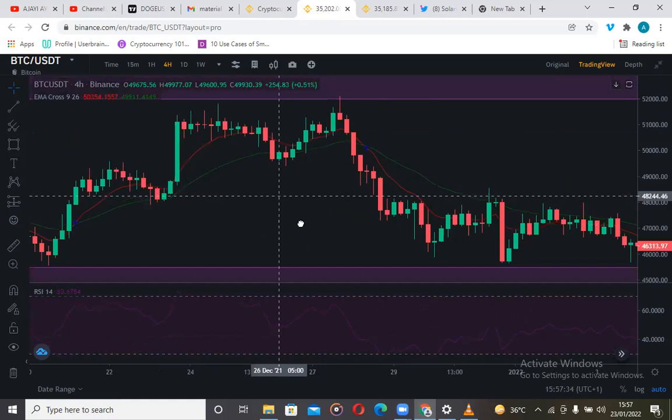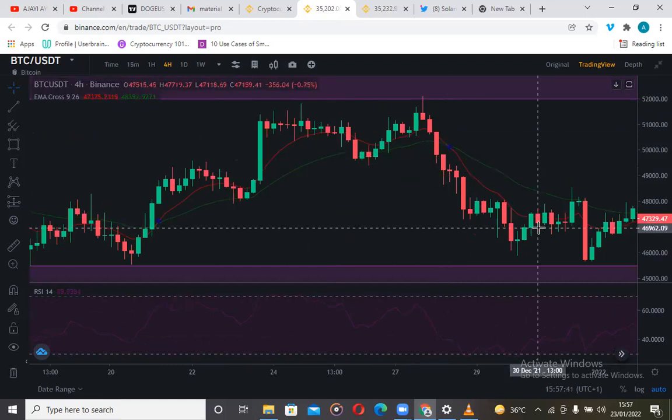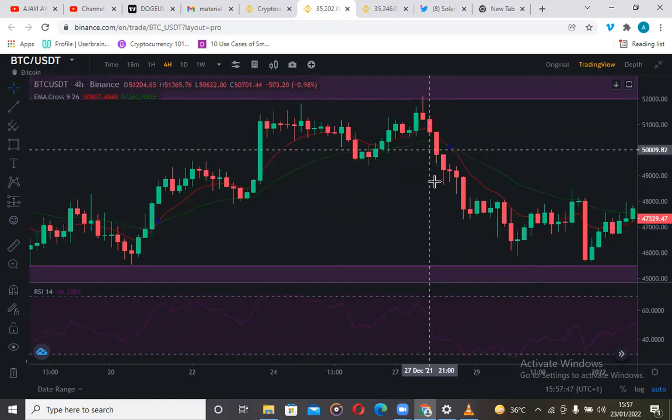Let's look for where the cross is. Now this is just perfect. See where the cross is here, and you see candlesticks down. You can see there is a negative trend. So when they cross each other and there are candlesticks under it, it shows that the market is about to dip.